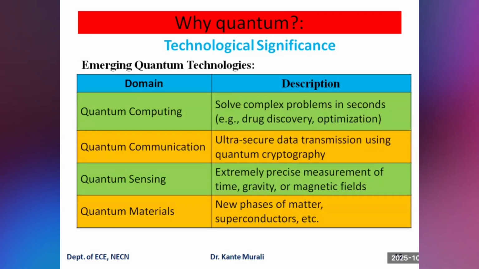But let us see quantum computers, where you use qubits instead of bits. As far as the application is concerned, they are used to solve complex problems in seconds. For example, Google's 53 qubit system performed a task in 200 seconds that would take a classical supercomputer 10,000 years. Just imagine the beauty of quantum computing and the need to study it. Quantum communication is suitable for secure data transmission using quantum cryptography, which ensures, as I mentioned, unbreakable encryption using quantum principles.